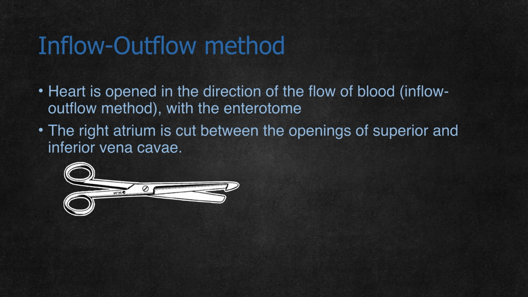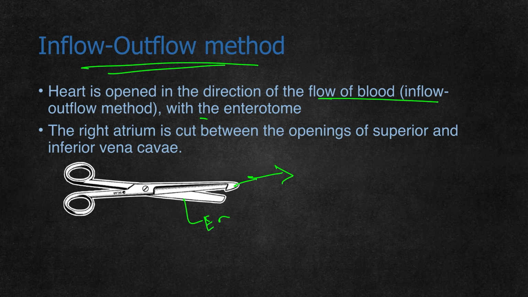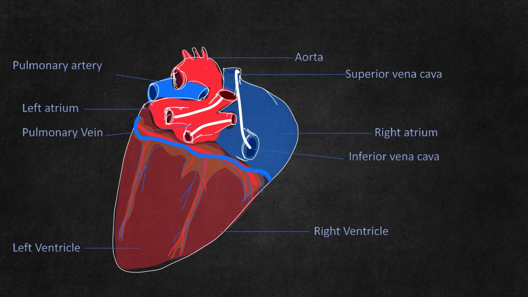Then the heart is dissected by using the inflow-outflow method, commonly using the instrument enterotome. This is the enterotome, which has one blunt end which is used to place inside the valves for cutting. So the heart is opened following the flow of the blood, the inflow-outflow method, with the enterotome. So first the right atrium is cut between the openings of the superior and inferior vena cava. So the first incision is taken between the superior and inferior vena cava.